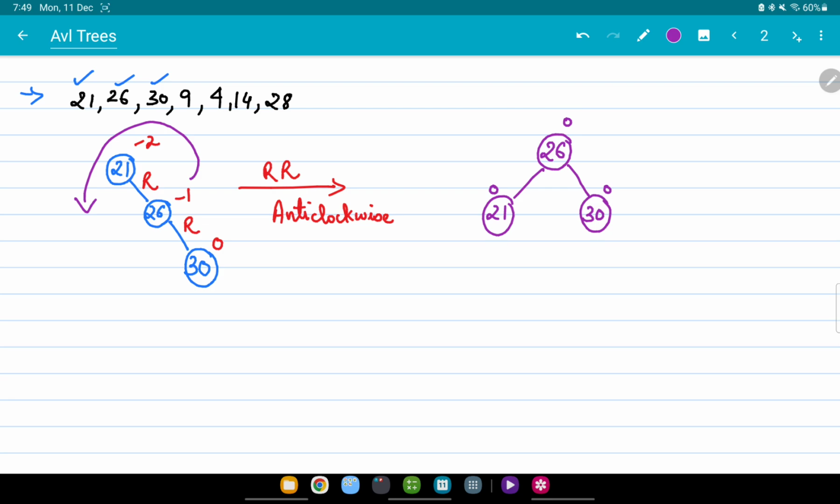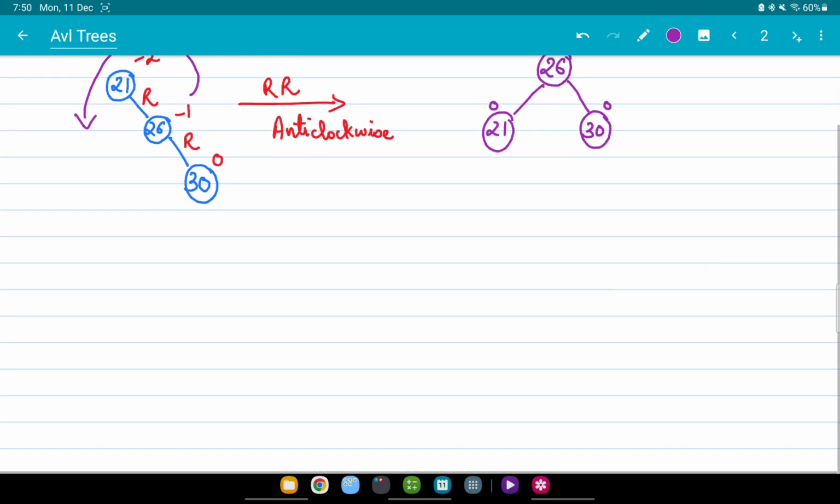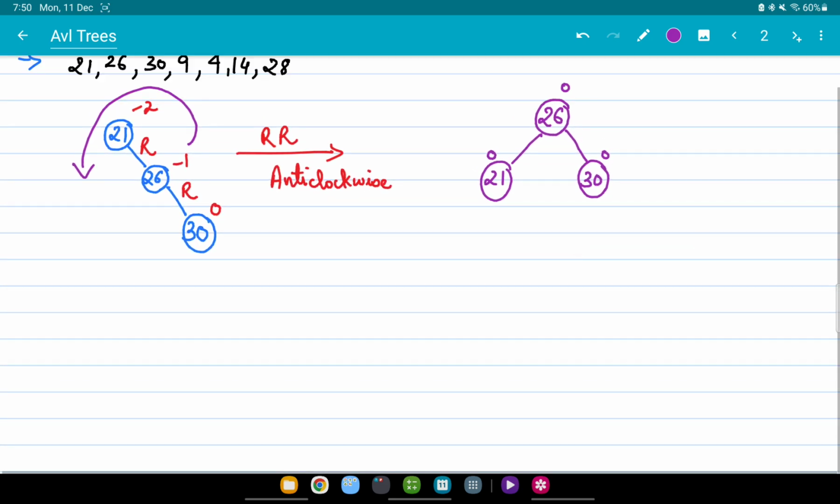So the insertion of 30 is done and the balancing part is also done. Now the time has come to insert the next element. The next element is 9. How am I supposed to insert 9? Let me insert it at the bottom over here. So we have 26, we have 21, 30, and now we are going to insert 9.